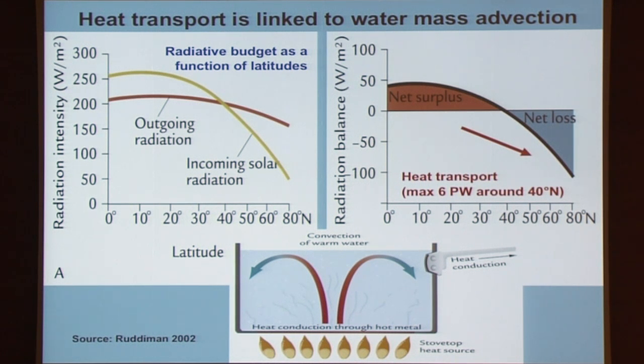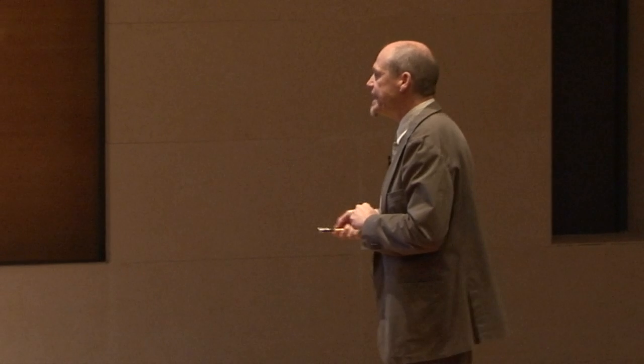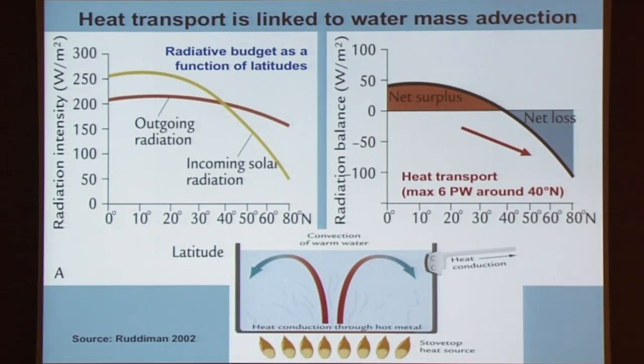So clearly, the mechanism that is compensating, that is transporting the net surplus to the high latitudes is the convection within the climate system and the fluids, the envelopes around the Earth. So it's more or less like the story of a boiling pot where convection is transporting heat from the middle to the outer part of the pot.